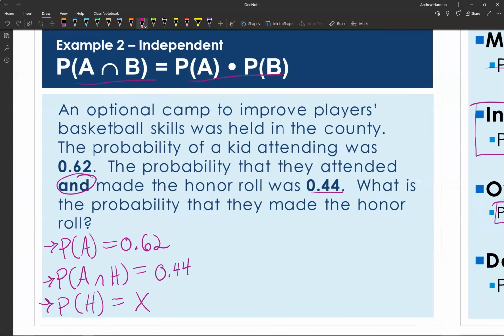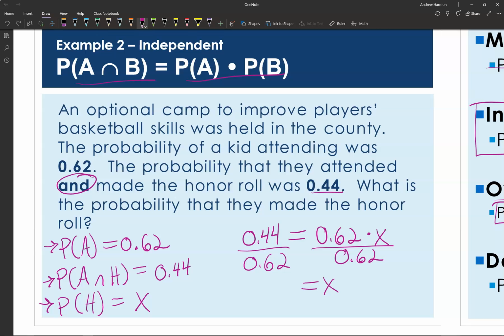Okay? We scroll back over here. Using our independent equation as it's listed up here, we're going to take the probability of "and," which is 0.44, and set that equal to the single probability of attending the camp, 0.62, times the probability of making the honor roll, x. And then from there, all we have to do is solve for x by dividing by 0.62. Divide both sides by 0.62, we get approximately 0.71. So the probability of being on the honor roll is 0.71.